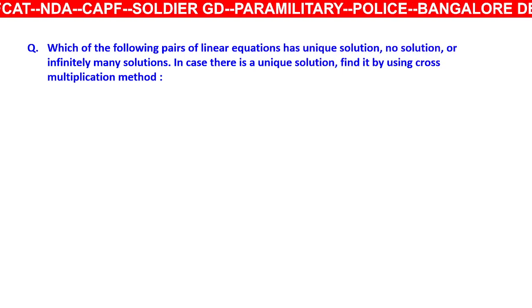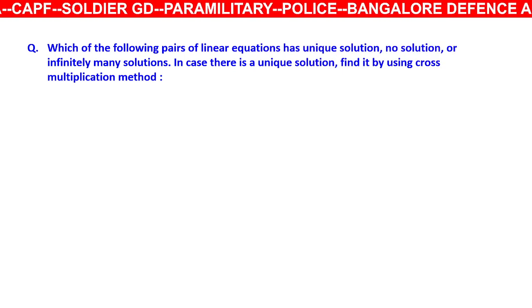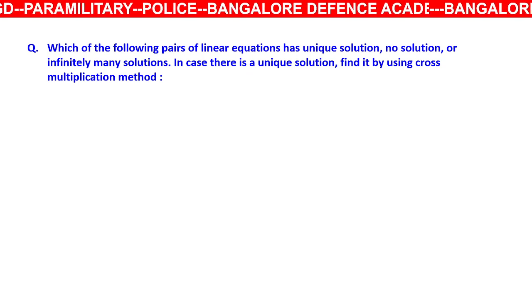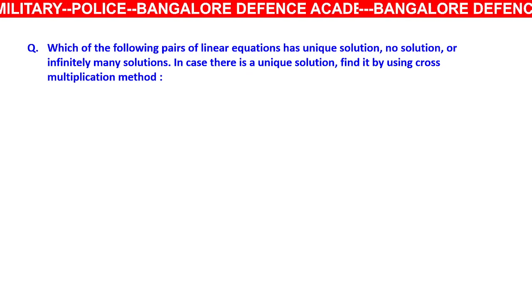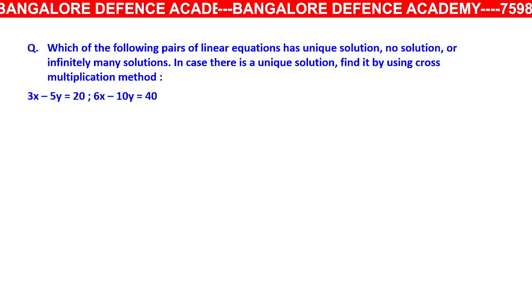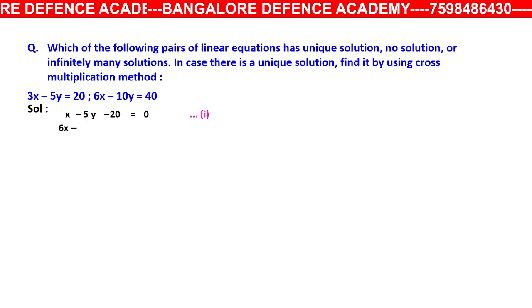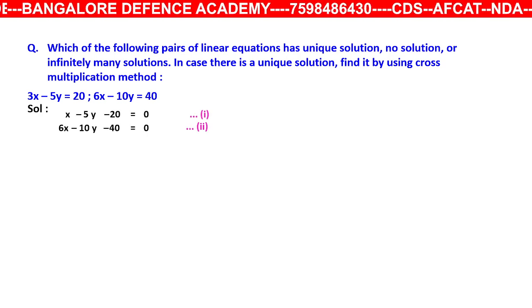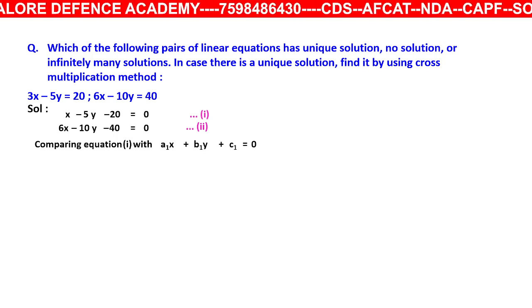Okay, next, which of the following pairs of linear equations has a unique solution, no solution, or infinitely many solutions? In case there is a unique solution, find it by the cross multiplication method. So here you have two equations with two variables. Look at this now. 3x minus 5y minus 20 is equal to 0 and 6x minus 10y minus 40 is equal to 0.